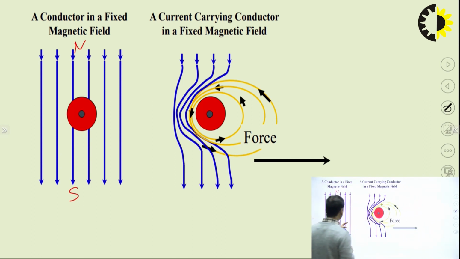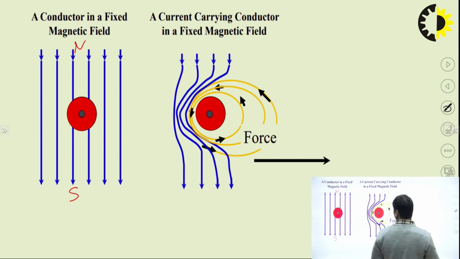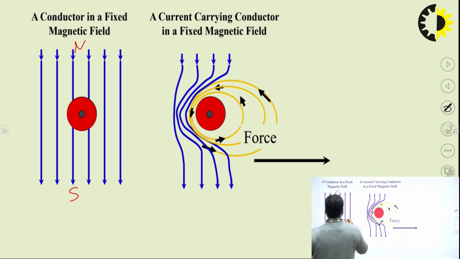If the current is this and the field is this, then the thumb will tell me the direction of force. Basically, the field is coming from north to south, and the current carrying conductor has its own current, so using the right hand thumb rule, we know the direction of flux is outside, like this. These are the lines of force of the armature flux, like this.